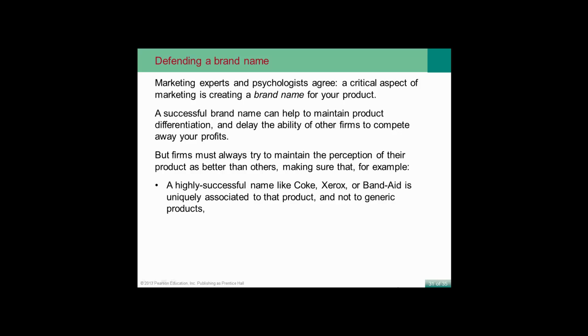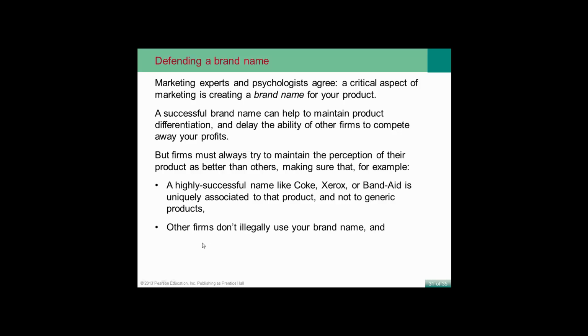Firms must always try to maintain the perception of their product being better than others, making sure that, for example, a highly successful name like Coke, Xerox, Band-Aid is uniquely associated with that product and not to the generic products, because they probably do produce generics. This happens a lot in pharmaceuticals. Tylenol, you know what it means, but Tylenol has the generic brand in 50 different stores with Walmart's name on it, with Walgreens' name on it, a whole bunch of different generics.